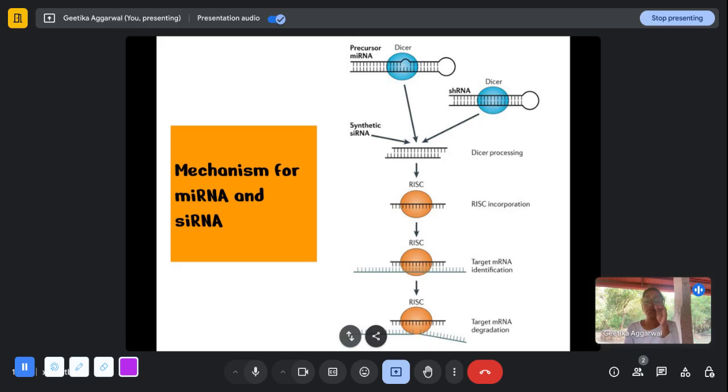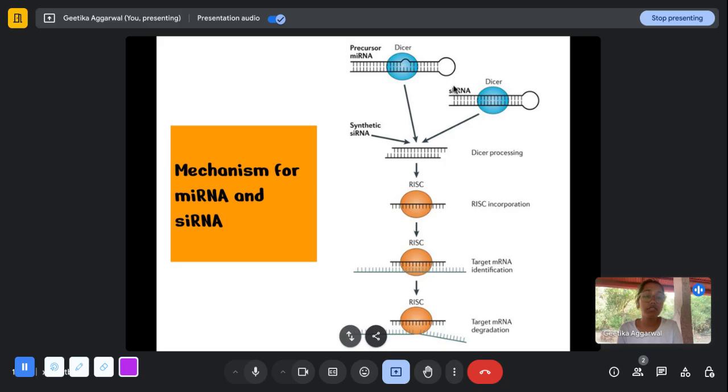Then, what is the mechanism for miRNA and siRNA? As I said, you can see here, this is the microRNA, which forms a hairpin loop. And the input could also be a synthetic siRNA. There is this dicer. So dicer is another enzyme, and what it does is basically break off these hairpin loops and convert them into single stranded RNA molecules. So now, currently it is double stranded because the RNA is folded in upon itself.